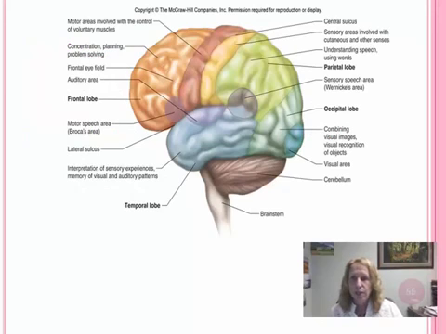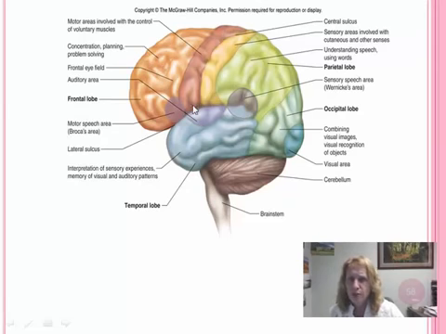And here is a picture of the different regions of the cerebral cortex, that thin outer layer. Here we have an indentation called the central sulcus. Here is a very deep indentation called the lateral sulcus. Between the two lobes, or between the two hemispheres, would be a fissure.